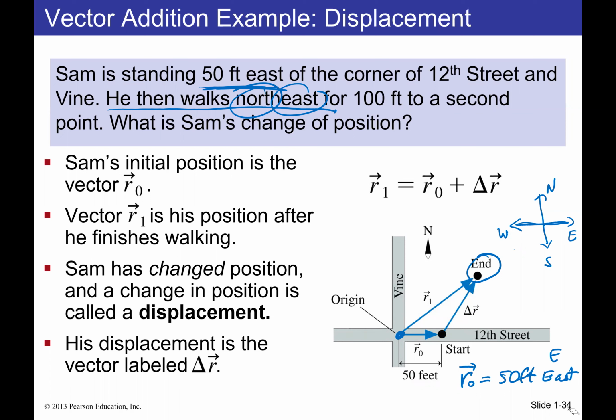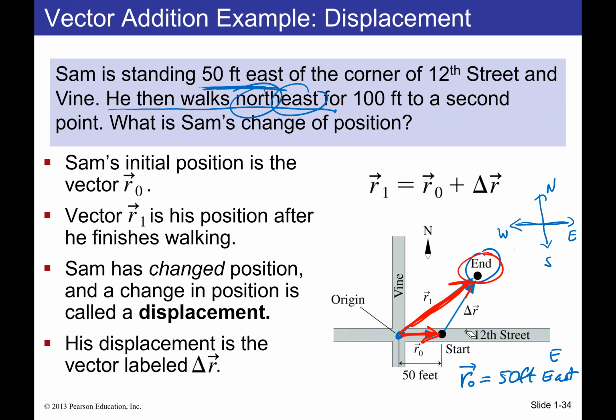Now let's look at what we have. We have this first vector, R naught, and now we have this vector here, delta R. This is our starting point, and this is our end point. If I look at the position of the end point relative to the origin, then R1 as a vector is this. This is the position vector for the end point, and this is the position vector for the starting point.